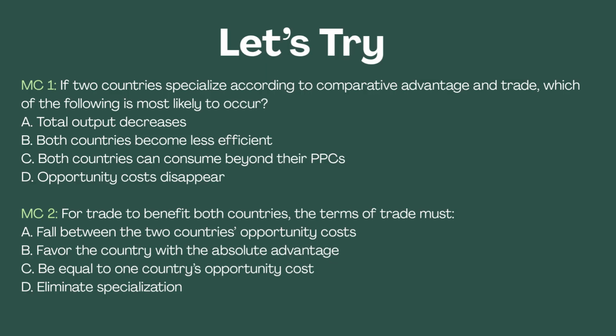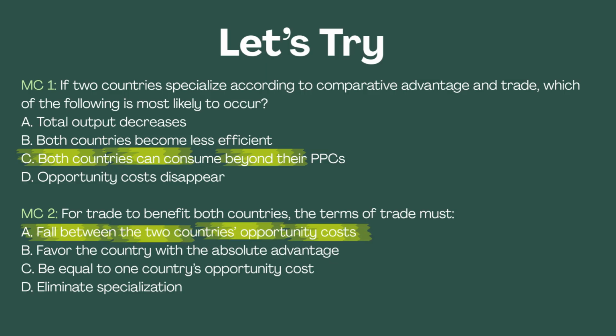For multiple choice question 1, the answer is C. When countries specialize based on comparative advantage and trade, production becomes more efficient. This allows both countries to consume more than they could without trade. For multiple choice question 2, the correct answer is A. The terms of trade must fall between the two countries' opportunity costs, because this is when both countries benefit from the trade.